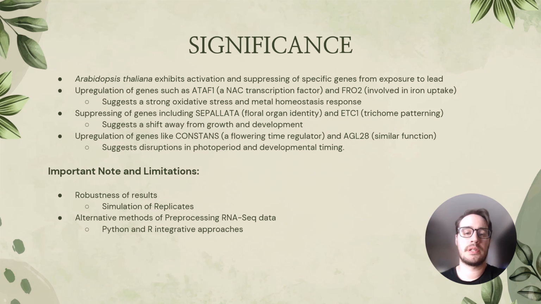In contrast, the downregulation of key developmental genes involved in flowering development and ETC1 and trichome patterning points towards a resource allocation trade-off. Under toxic conditions, the plant appears to prioritize survival and stress mitigation over growth and reproduction, which is a well-documented phenomenon. An interesting finding was the upregulation of flowering time regulators like constans and AGL28. While perhaps less expected, this could hint at lead stress disrupting or reprogramming developmental timing signals, something observed under other environmental stressors.